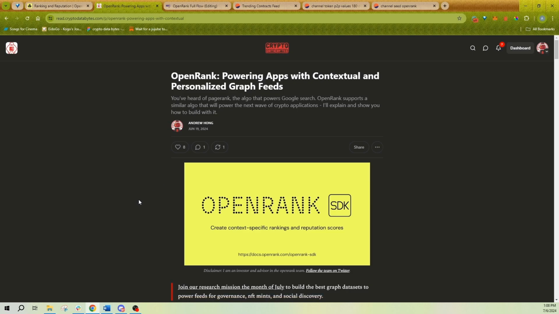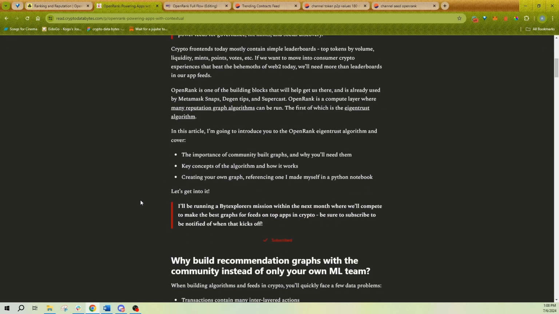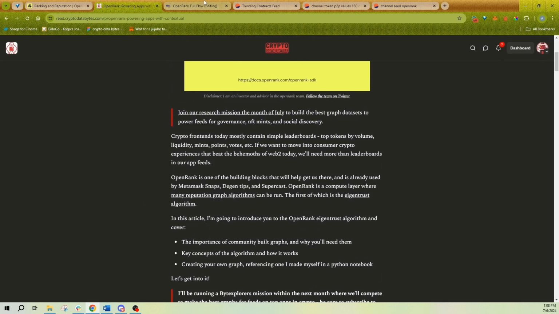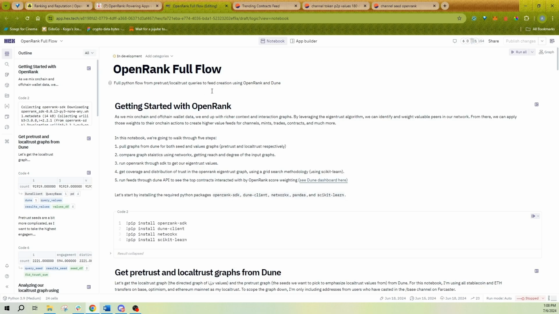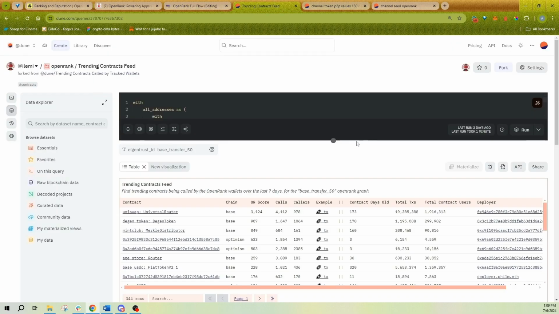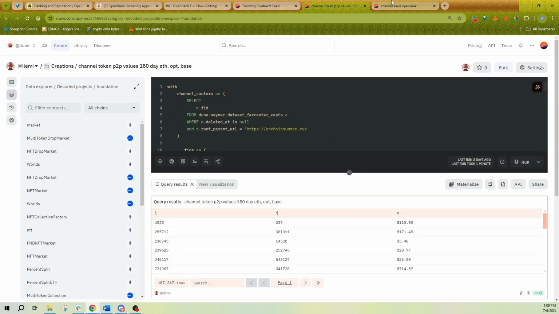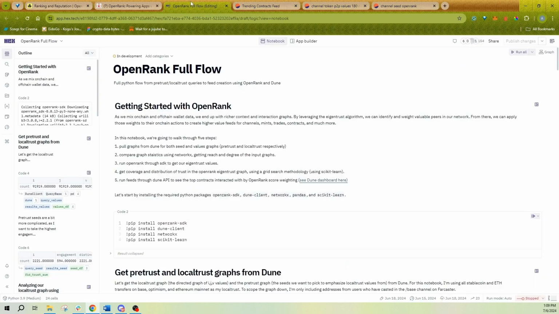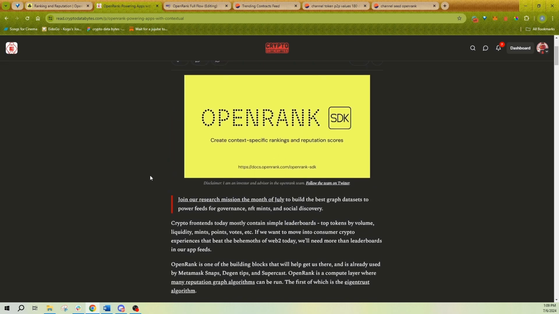I'm going to go through a few things. I'm going to talk about OpenRank and graph algorithms and scores in general. And then I'm going to walk through this Python notebook that I also covered in this article and a few other places, that walks through the steps required to create an OpenRank graph and use it in a feed. And then I'll also cover some of the underlying queries that power this graph.